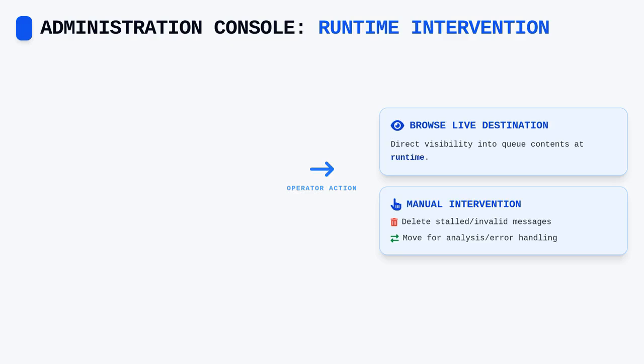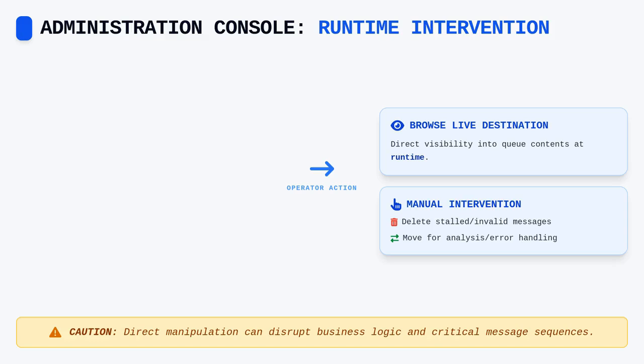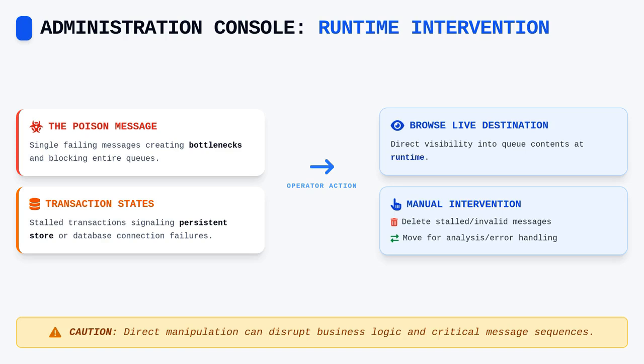When viewing these queues, you should also be vigilant about the transaction states associated with the messages, as incomplete or stalled transactions often point to underlying issues with your persistent stores or database connections. This direct manipulation capability is powerful, yet it should be used with a degree of caution to avoid unintentionally disrupting the business logic that depends on the message sequence. It is quite common to find that message bottlenecks are actually caused by a single poison message that keeps failing during delivery attempts. So being able to identify and isolate these items is a critical skill for any WebLogic operator.